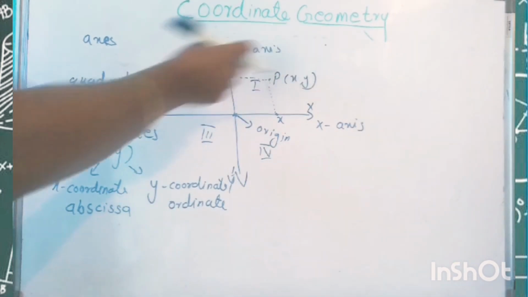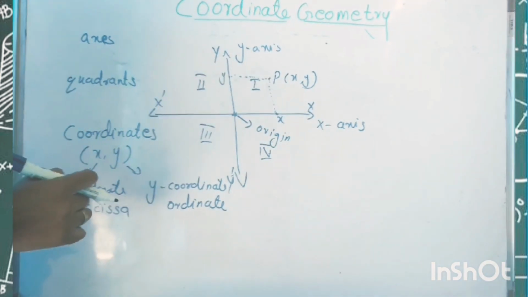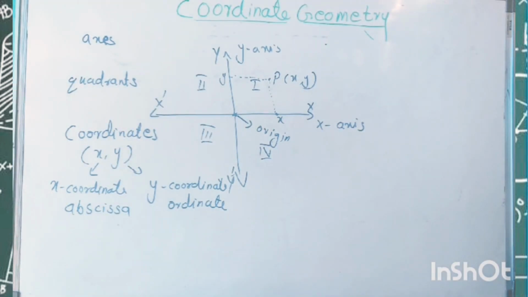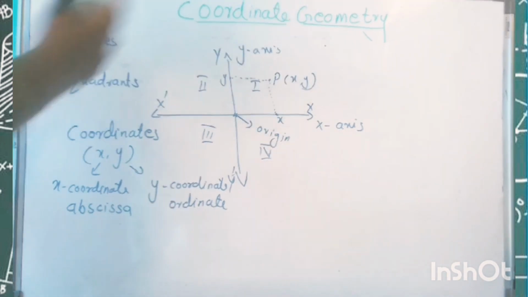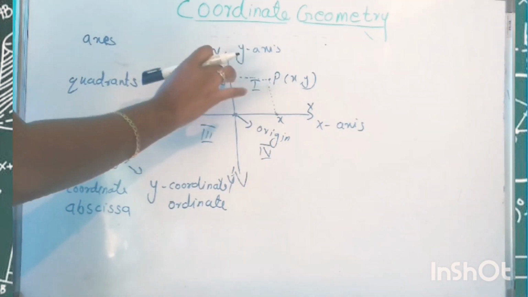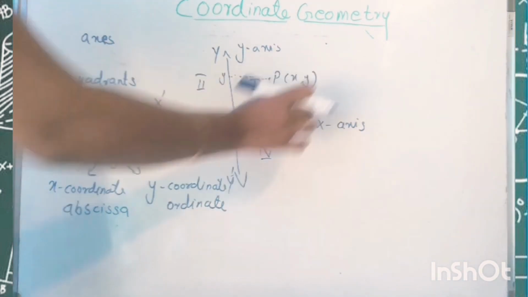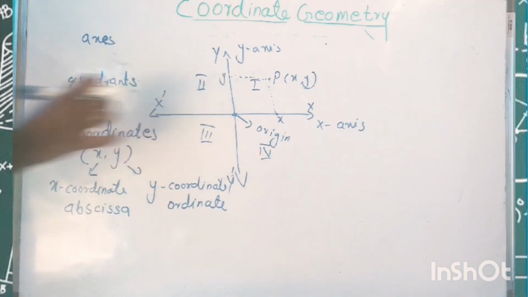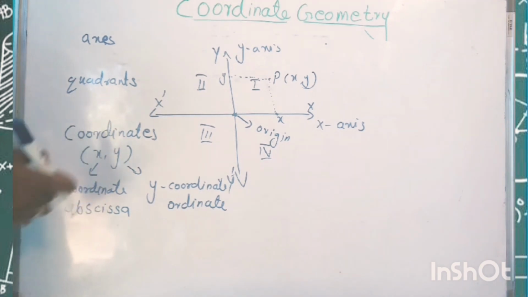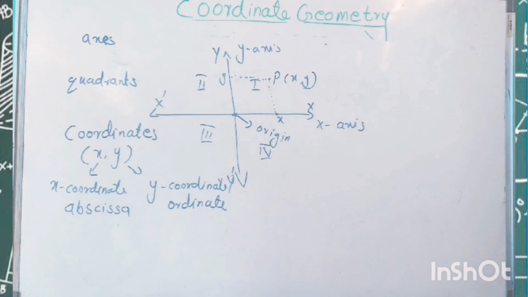So suppose we have an arbitrary point P. Draw one line perpendicular to the x-axis from that point, and that line will meet the x-axis at a particular point, let it be x. Draw one more line perpendicular to the y-axis, meeting the y-axis at a particular point, let it be y. Then the ordered pair x comma y is called the coordinates. The first entry is called the x coordinate or abscissa, and the second entry is called the y coordinate or ordinate.